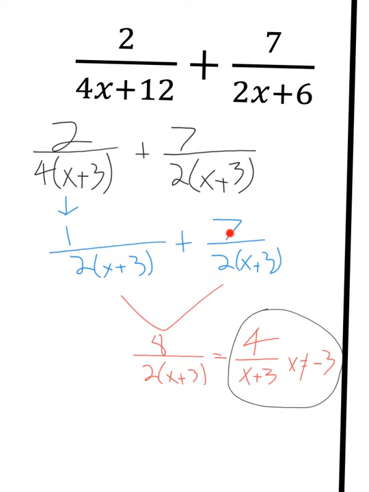And so now you can just add the tops. 1 plus 7 is 8. Well, what's 8 divided by 2? 4. So the final answer is 4 over x plus 3, but x can equal negative 3.